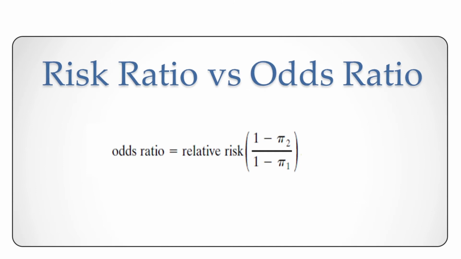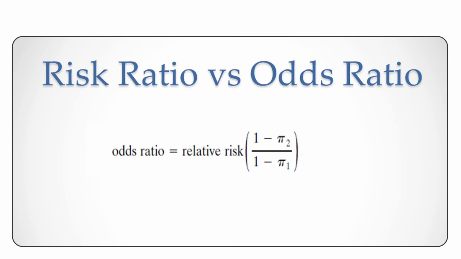We could also have obtained the risk ratio from this table. So the risk ratio and odds ratio are related by the fact that the odds ratio is equal to the relative risk into 1 minus pi 2 by 1 minus pi 1. So the odds ratio would be exactly equal to the relative risk if pi 2 is equal to pi 1, that is, if there is no association between the two factors which denote the rows and the columns of the contingency table.